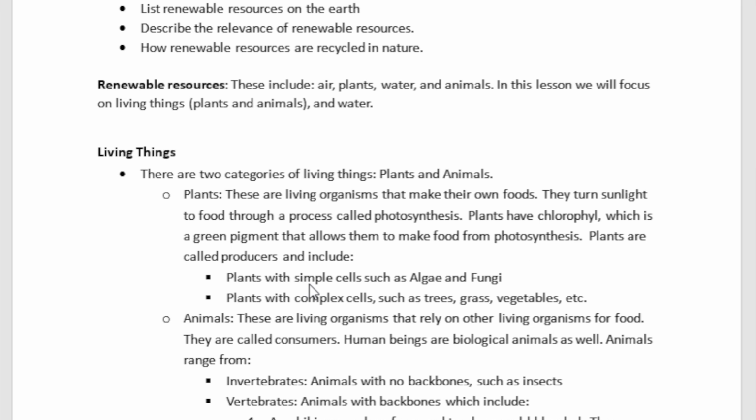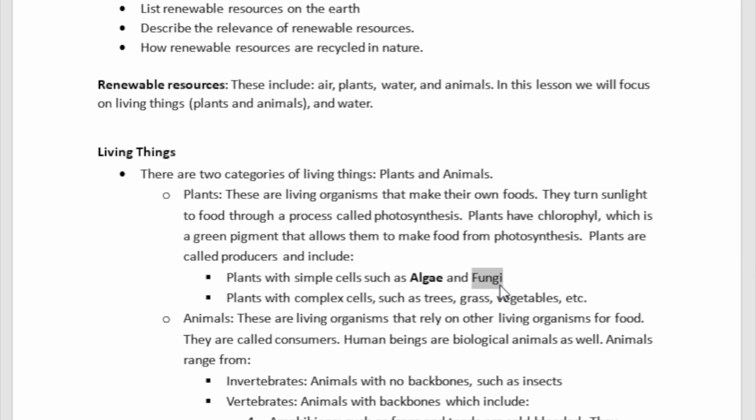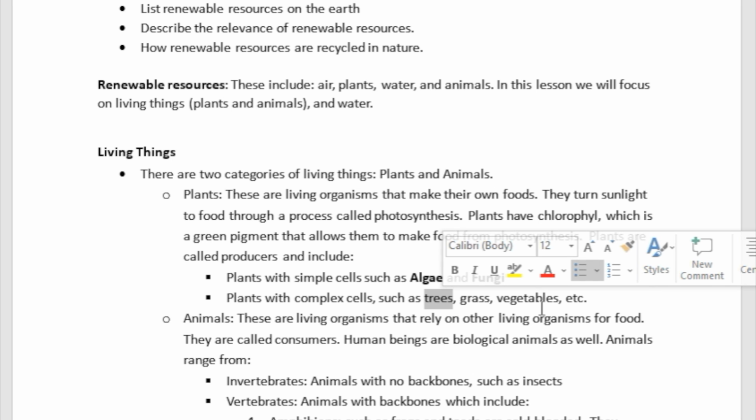There are complex plants and simple cell plants. Simple cell plants are going to be things like algae and fungi. So don't forget that: algae and fungi. And there are complex cell plants like trees, grasses, vegetables, and so on and so forth.